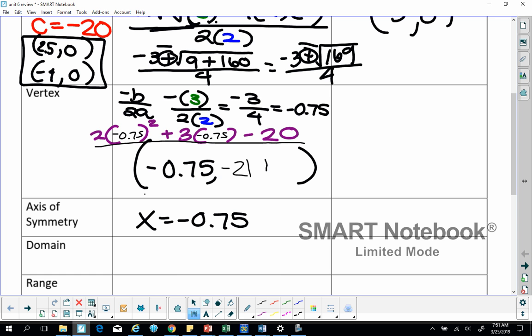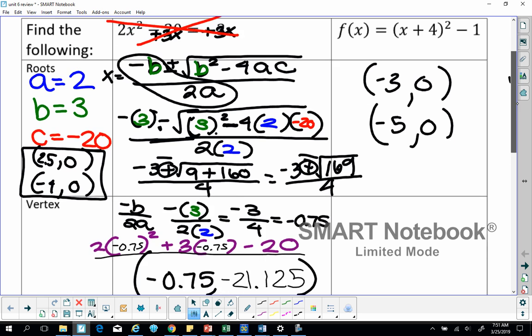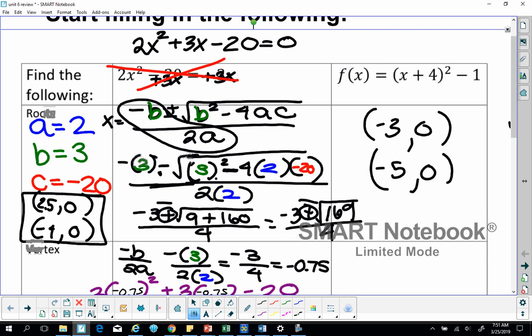Let me see. Yeah, so this will end up being -21.125. Does everyone get how to put that? You just put that right into your calculator. You forgot the negative. For -0.75. What's the domain of this? What's the domain of this function? -infinity to +infinity. What's the range? First of all, looking at the leading coefficient right here, is this going to be positive or negative? Positive, right? So we know it's going to go from a certain number to infinity.